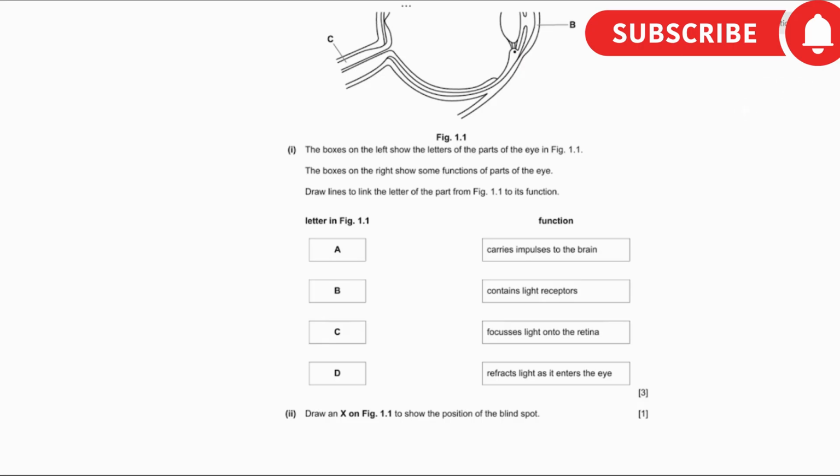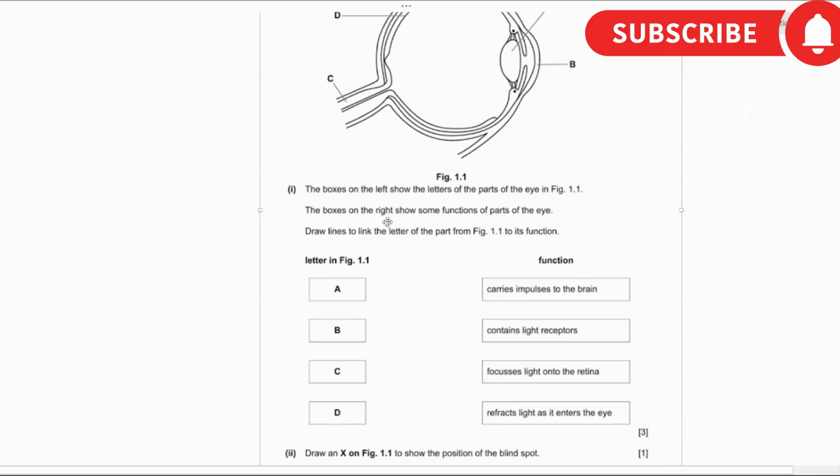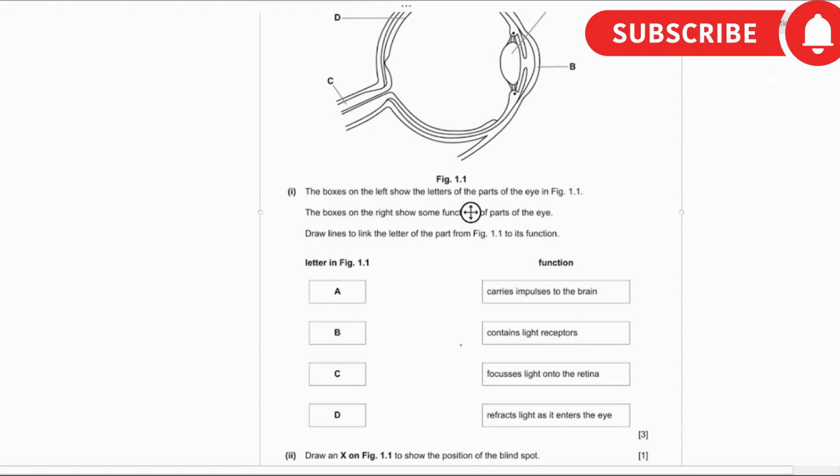Okay, I've already told what these parts are. What is the function? Let's talk about their functions. D is the retina. D contains the light receptors. B refracts light. And what is C? It's the optic nerve. It carries impulses to the brain.